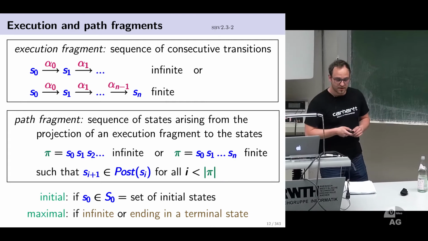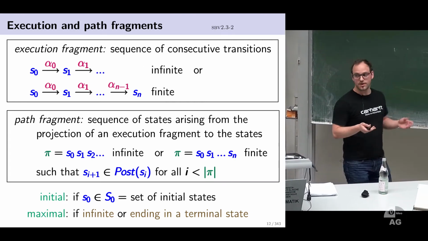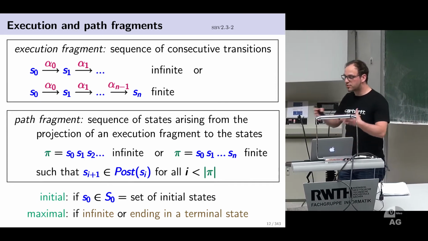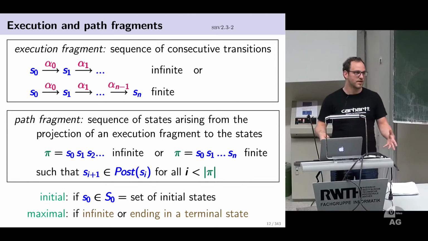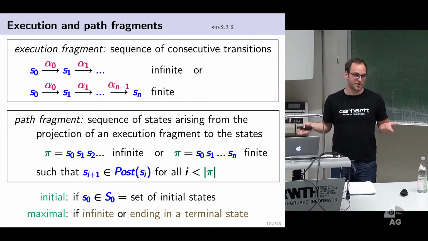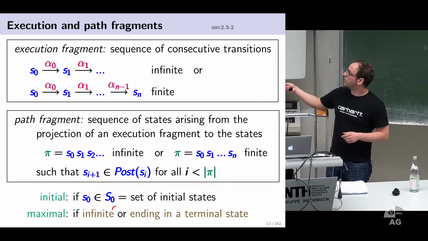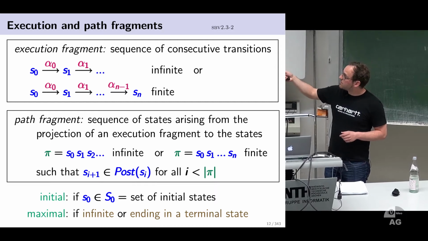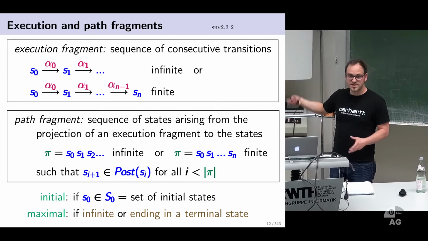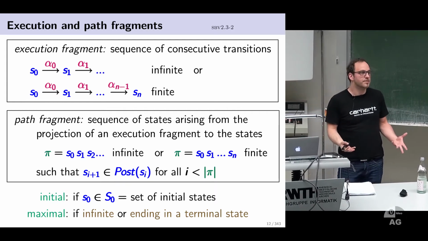And secondly, we can call it maximal. When do we call it maximal? Intuitively, it means you have to proceed as long as you can, meaning you may only stop in a terminal state, or you may never stop. So execution fragments and path fragments are either infinite, if they are maximal, or they end in a state where you strictly cannot move on.